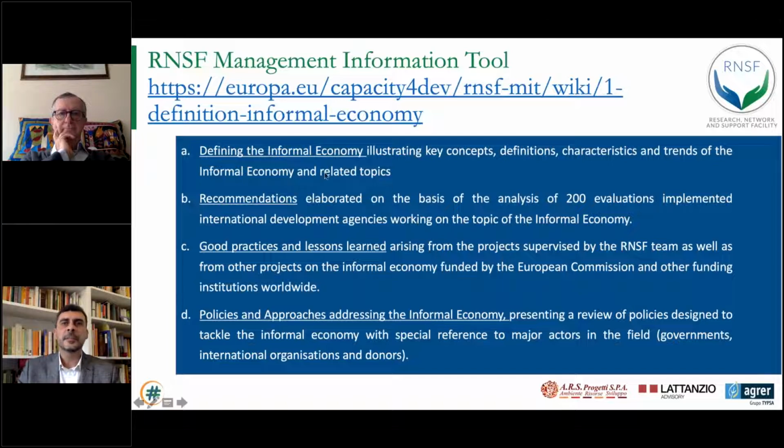If you're interested in a specific chapter, as an example the section related to defining the informal economy, like the basic concept or the statistical trends or the characteristics, you can just access the section and go to the chapter that you want to analyze or to read more in depth.